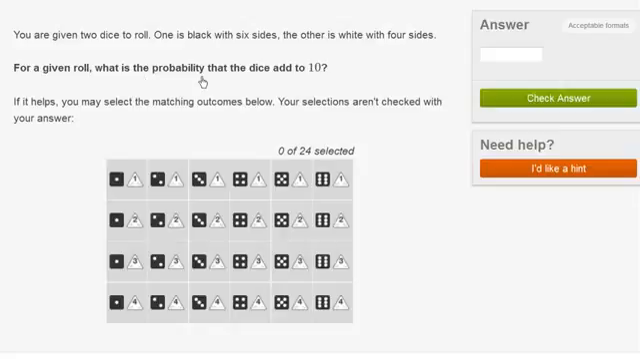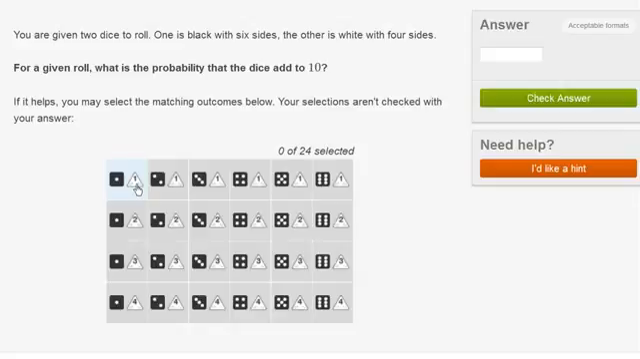For a given roll, what is the probability that the dice add up to 10? If it helps, you may select the matching outcomes below. Your selections aren't checked with your answer. So this might look a little bit strange at first. You're like, what is this triangle? This triangle is the face of the 4-sided die that is facing you.